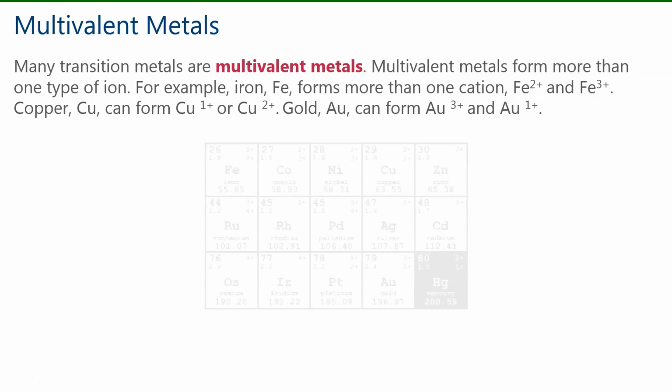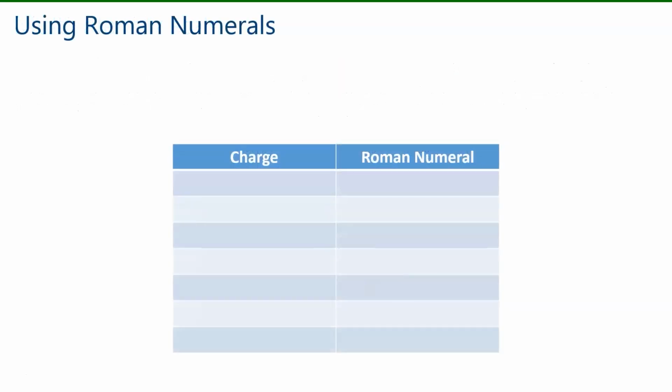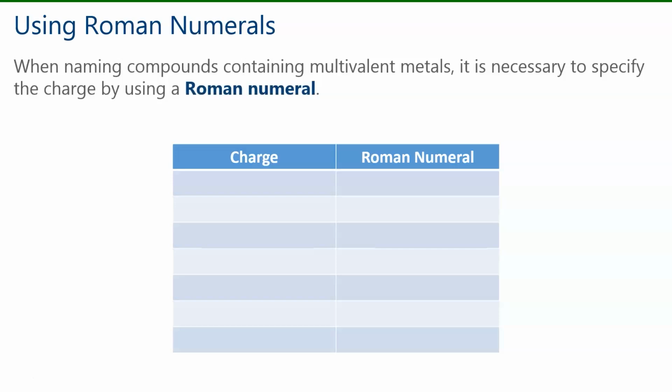For example, iron, Fe, forms more than one cation. It forms two, Fe2+ and Fe3+. Copper, Cu, can form Cu1+ or Cu2+. Gold, Au, can form Au3+ and Au1+. When naming compounds containing multivalent metals, it is necessary to specify the charge by using a Roman numeral.